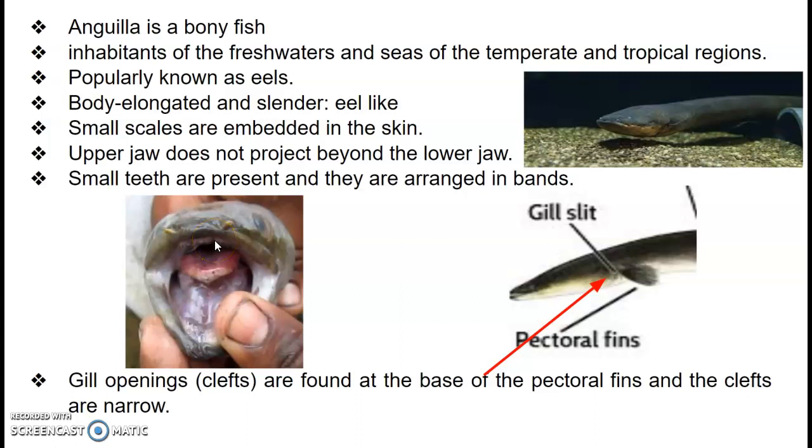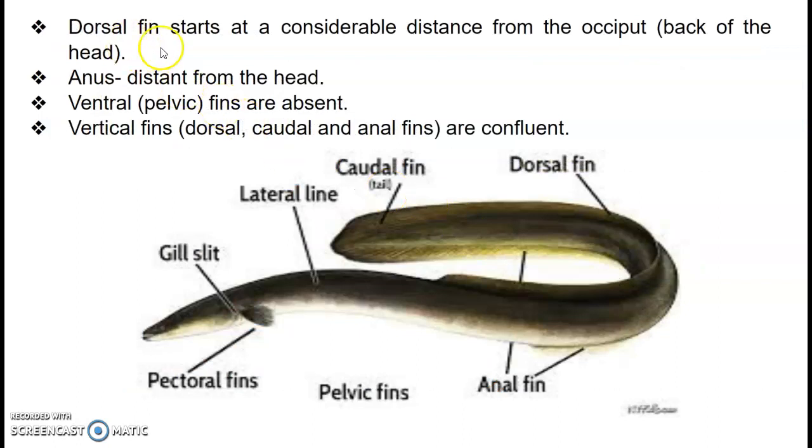When coming to the gill opening, we can see that it is found at the base of the pectoral fin. This is the pectoral fin, and this opening is seen at the base of the pectoral fin, and the clefts are narrow. These fishes do not have a pelvic fin, but the dorsal fin starts a little farther from the back of the head region. You could see this is the back of the head region, and there is a gap.